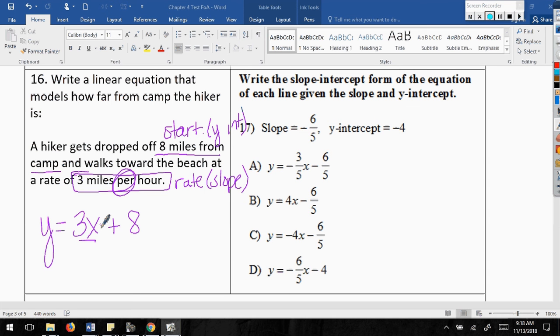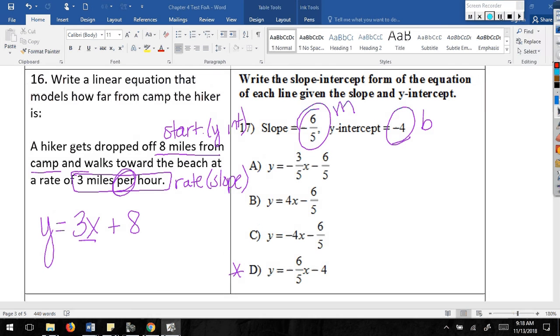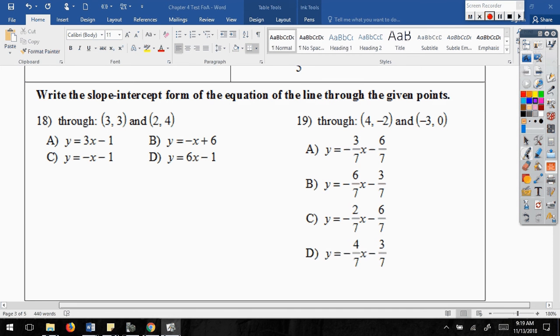Okay, look at number 17. If the slope is negative 6 over 5 and the y-intercept is 4, I'm looking for my m to be negative 6/5, and my b to be 4. Okay, slope-intercept form of the equation.